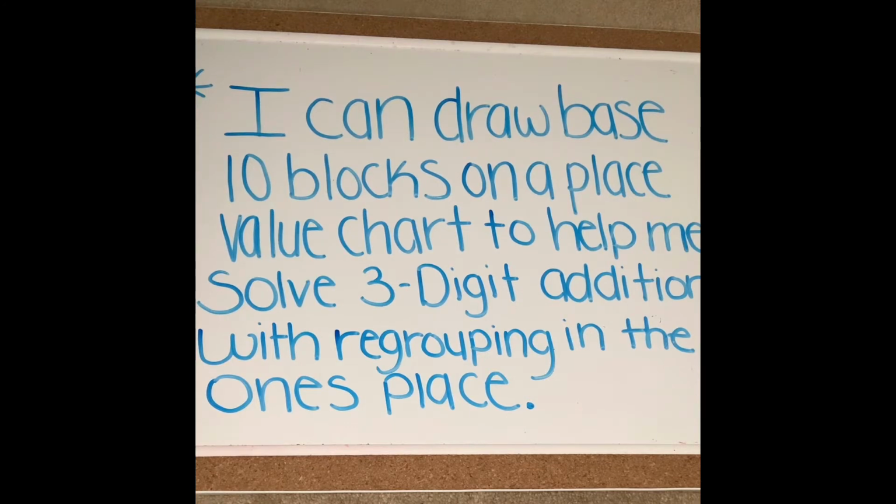Our I can for today is I can draw base 10 blocks on a place value chart to help me solve three-digit addition with regrouping in the ones place. Why is using a place value chart important? Right, because it's an important tool that helps us fully understand large numbers. It helps us break down each number in its correct place value, such as ones, tens, and hundreds place. And this will help us make addition easier, especially when we start adding larger numbers with a larger value.